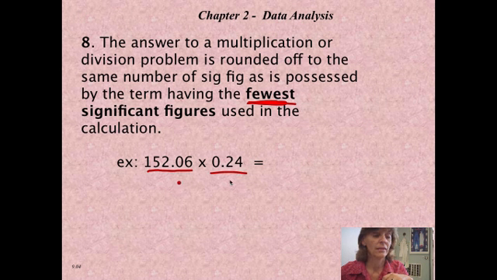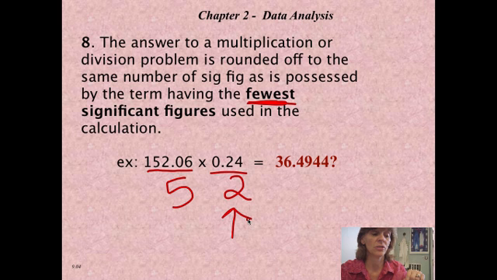This one has 5 sig figs. See what you got for this one? 2, right? Good job. So your answer can have only the amount of sig figs possessed by the term with the fewest. The answer is 36.49. Round it off to 36 and you are done.